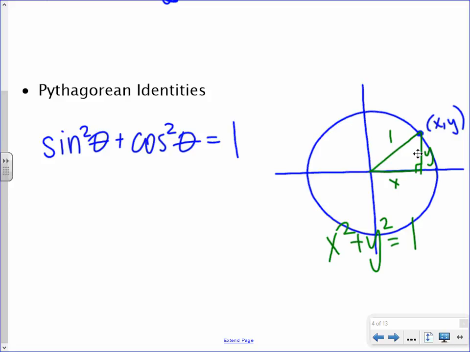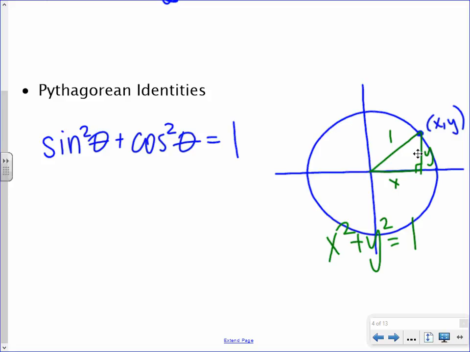Sine squared theta plus cosine squared theta. Okay? And when I say theta, as long as the angle is consistent, these identities work. So if it's sine squared x plus cosine squared x equals 1, that's fine. Or beta, or alpha, or 2 alpha, or 15,000 degrees, whatever it is. As long as the angle is the same, these work.